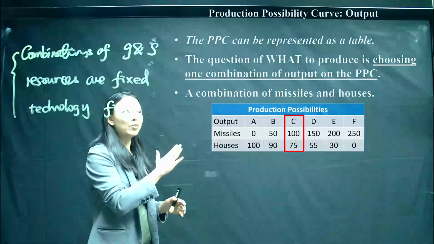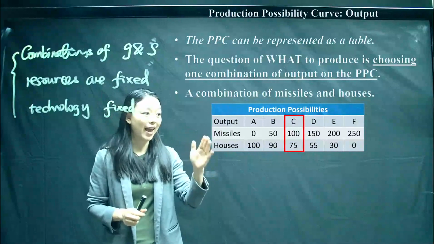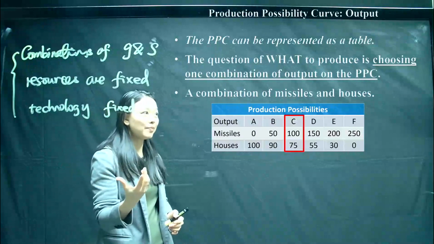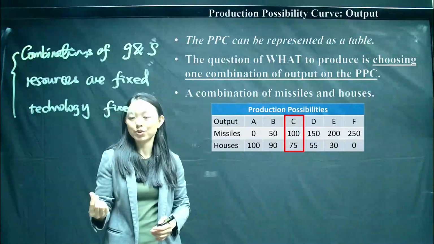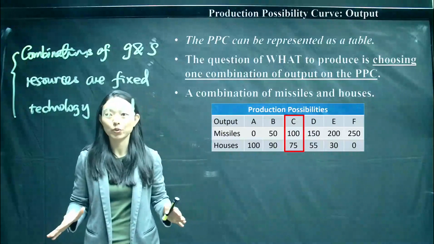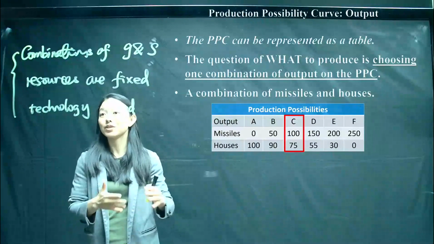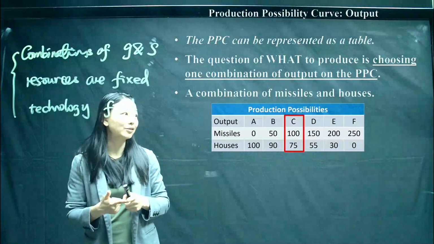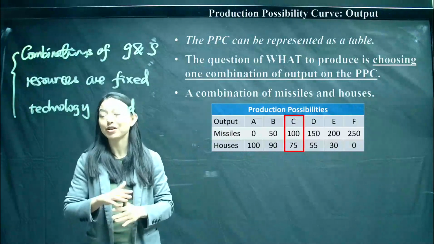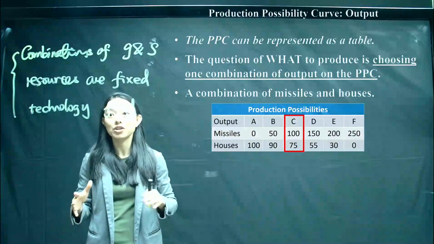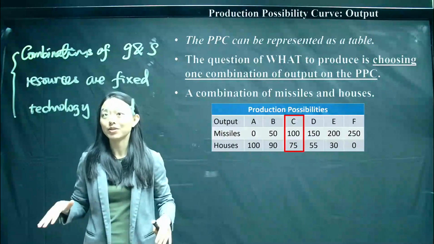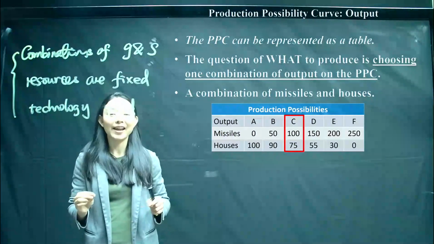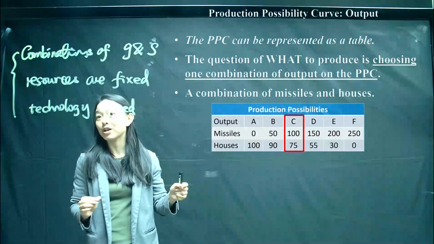Here you can see it gives the output in different combinations represented by A, B, C, D, and F, right? So we have output A, you can see the point A. We have missiles as 0, but houses as 100, right? Which means now all the resources were just used in house production, house construction. And then you can also notice at point F, there are 250 missiles, but there is no house, which means now all the resources were just put in missile production and no houses anymore. So A represents the maximum output of houses, and F represents the maximum output of missiles, right?